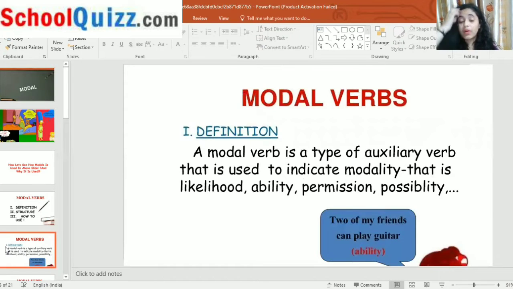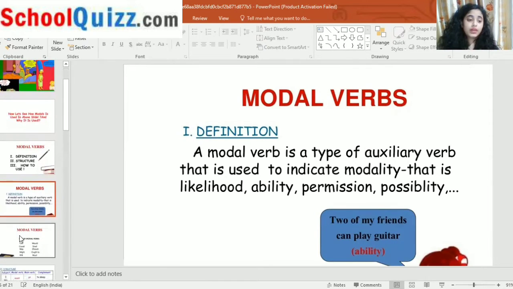So some modal auxiliaries show the ability, can, could, they show the ability. Permission, may or may not be. Possibilities, this will be happening. So these are the words that show whether it is ability, possibility, permissibility, or likelihood. Now, two of my friends can play guitar. So can is the modal auxiliary. Can shows the ability that they can play guitar.